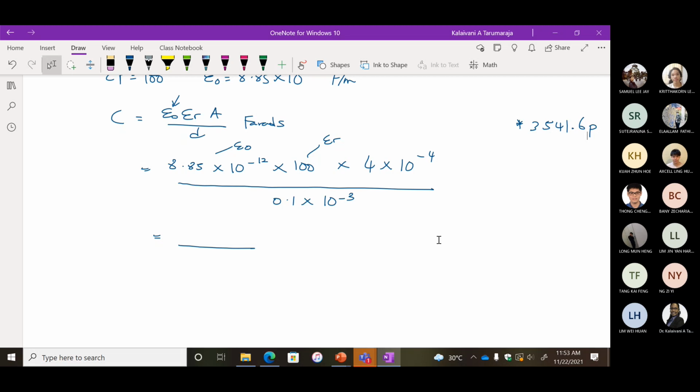Anyone? Yeah, okay, someone give me the answer. Yes, 3.54 power of 9 is 9. Okay, 9 is a pico. Okay. Oh, pico should be minus 12. Can you convert to minus 12? That one is power minus 9.